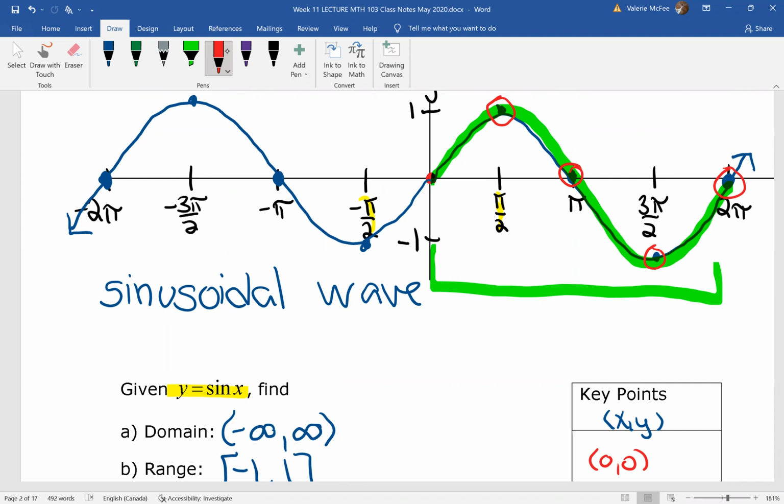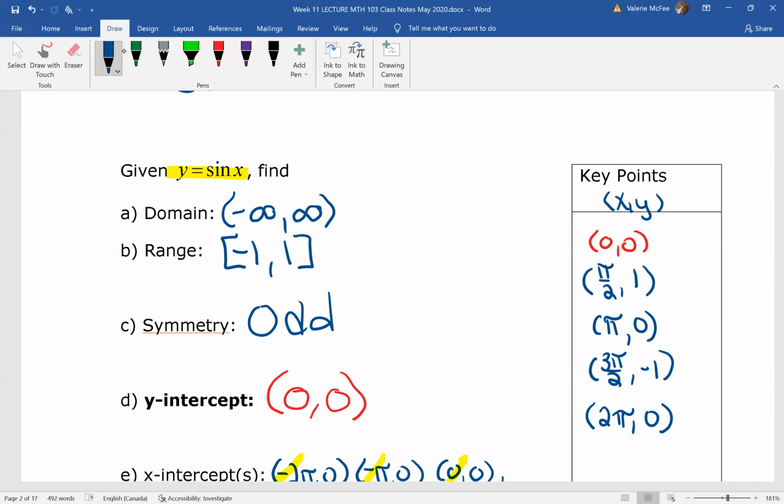Why don't you take a moment and write those down? It should be pretty easy to memorize these key points. First of all, if I look at my x values, they're going up by 90 degrees or up by pi by 2 radians. 0, 1 pi by 2, 2 pi by 2, 3 pi by 2, 4 pi by 2. And then my y values just go between 0, 1, and -1.